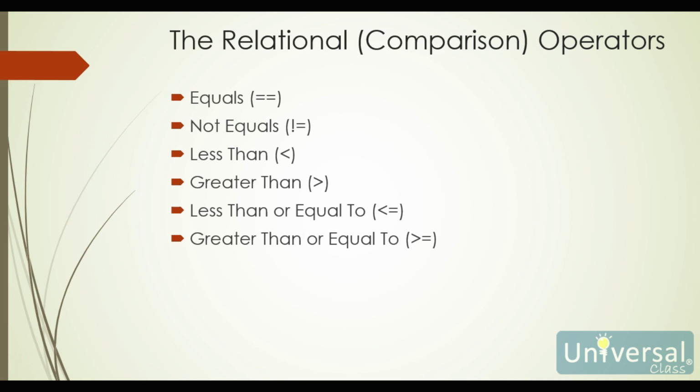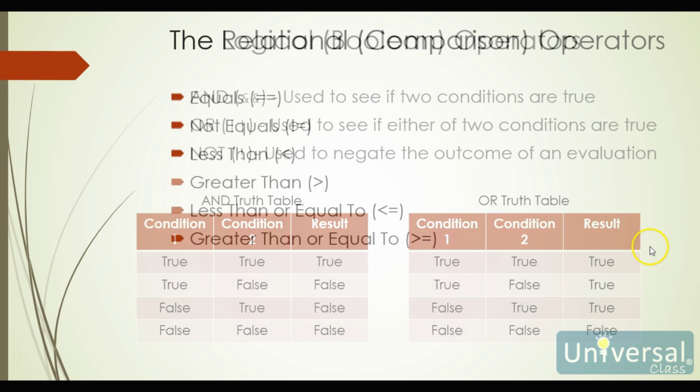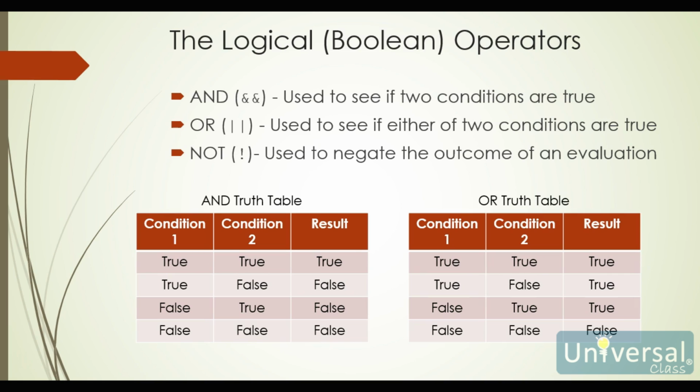Alright, so we have these comparison operators. These are called relational operators, and these are going to be things like equals. Now notice in C# we use two equal signs. Not equals is going to be an exclamation point with an equal sign afterwards. We have less than, greater than, less than or equal to, and then greater than or equal to. These are the comparisons that we can actually perform. We're going to use those along with some logical operators, the Boolean operators, to do things like if this and this is true, or if this or this is true, or if this is not true. Then we can actually perform decisions.